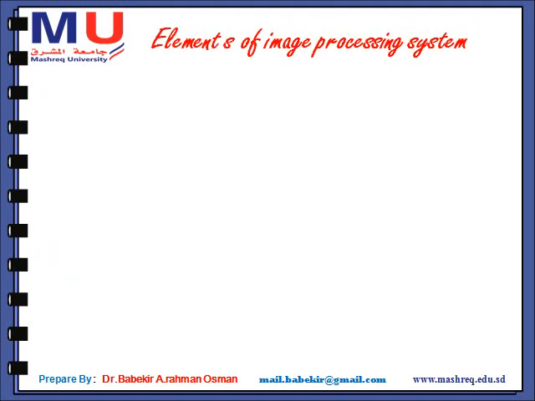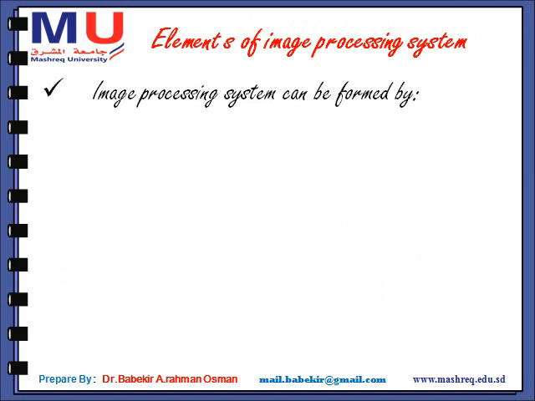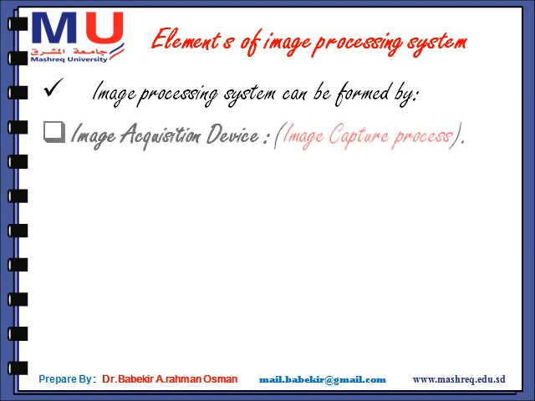Now let us explain the elements of the image processing system. Let us begin with the image processing system construction that is formed by the five basic types. The first one is the image acquisition device. This device is used for the image capture process, constructing and converting from the physical domain into the electronic domain.